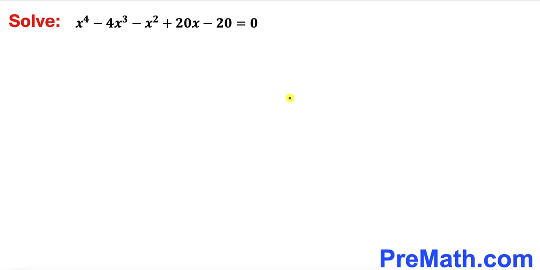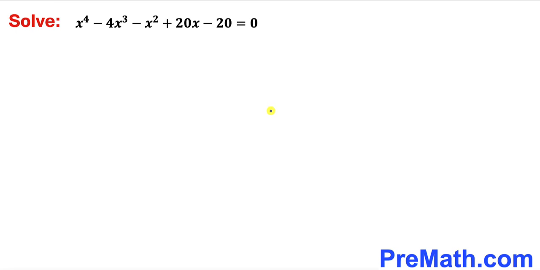Welcome to PreMath. In this video, we are going to solve this given quartic equation. Our equation is x^4 - 4x^3 - x^2 + 20x - 20 = 0. And now our task is to find the value of x.